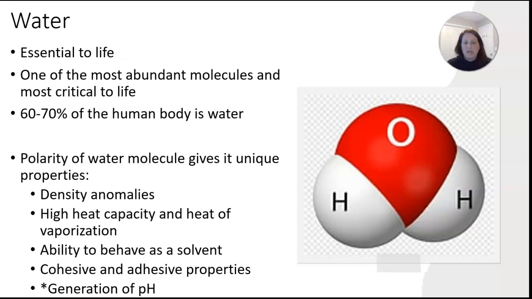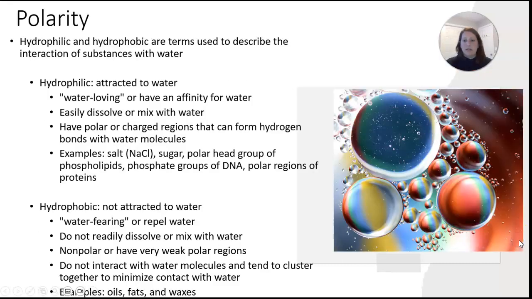So we're going to talk about density anomalies. We're going to talk about high heat of capacity, or high specific heat of capacity, and heat of vaporization. We'll talk about how water is the closest thing we have to a universal solvent, and we'll talk about the cohesive and adhesive properties of water and how that's important in living things. We will also, at the beginning of the next part of this chapter, talk about the generation of pH and how water is involved in that. That's going to be in the next set of slides. So let's dive in here.